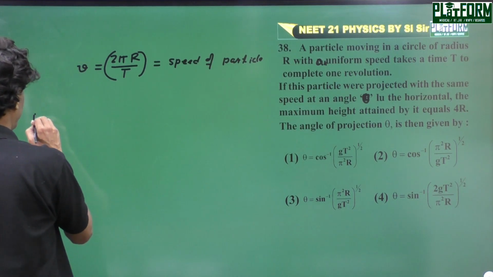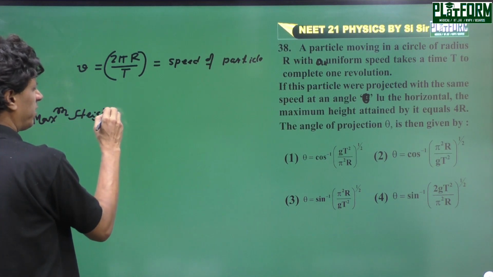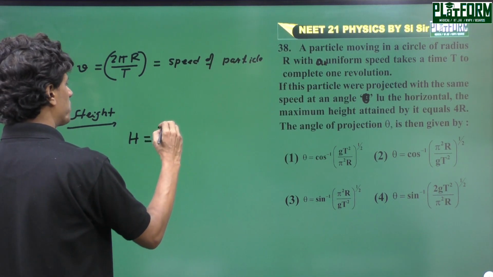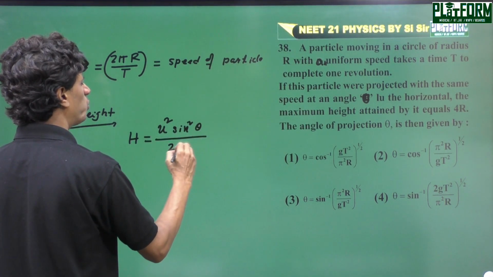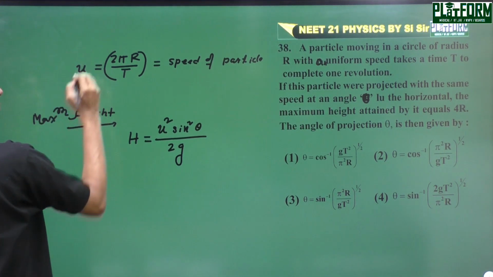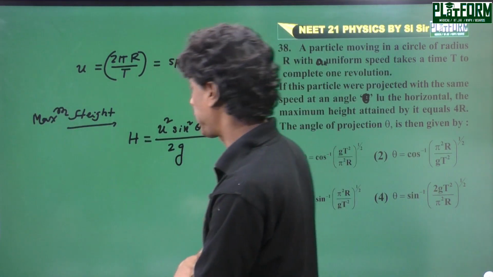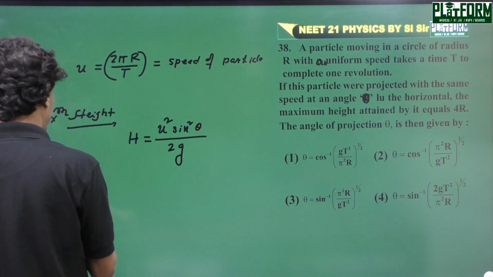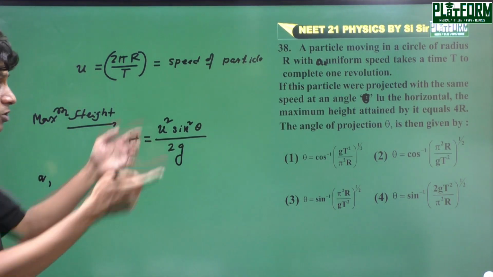You know, the maximum height attained is h equals u square sine square theta by 2g. Let us say the speed is u. Okay, so this is the maximum height attained by a projectile projected at an angle theta with the horizontal. And from the question given, the maximum height is equal to 4r, that is 4 times the radius of the circle.